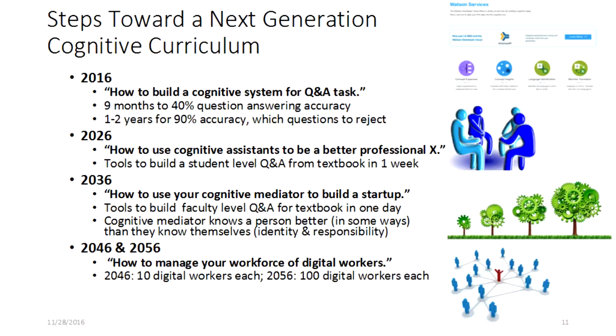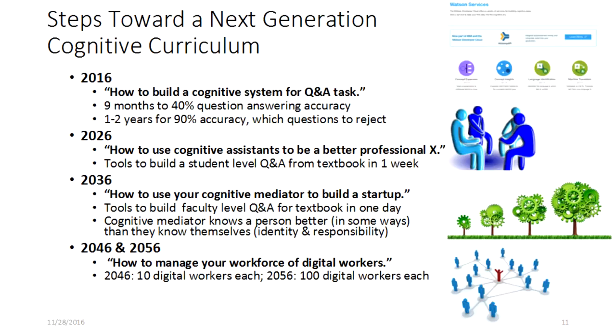And then we shift the terminology a bit. The courses will most likely focus on how do you use a cognitive mediator, not a cognitive assistant, but a cognitive mediator, a trusted cognitive mediator to help you build a startup. And these cognitive mediators will have episodic memory, so they'll know a person in some ways better than the person knows themselves. So there will be issues around identity and responsibility that start coming to the fore and will have to be integrated into courses certainly by 2036.